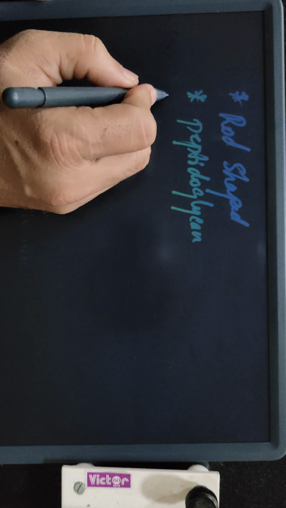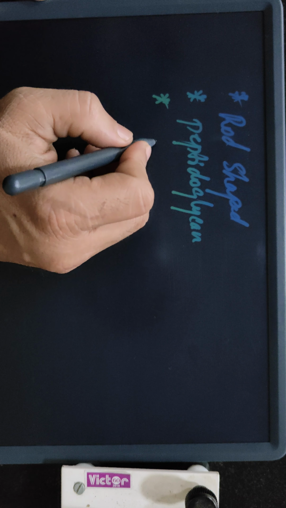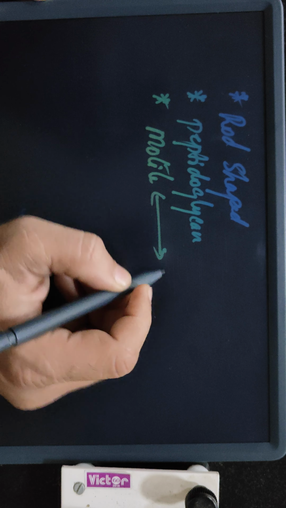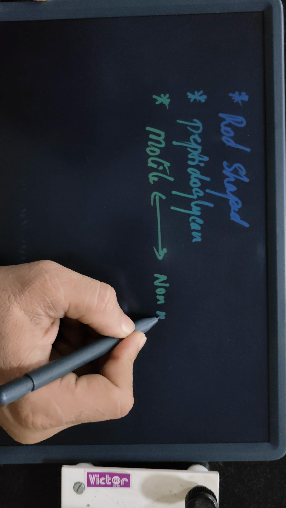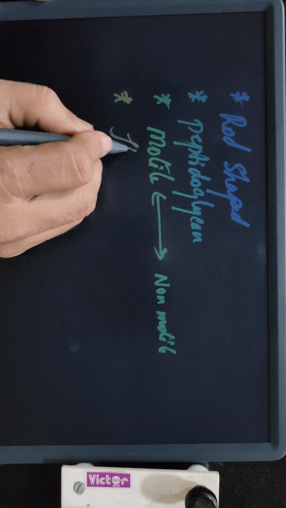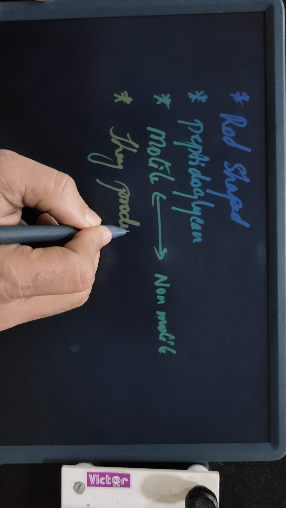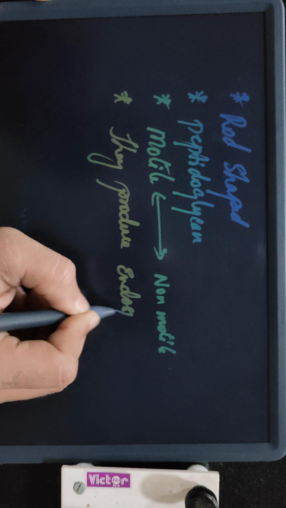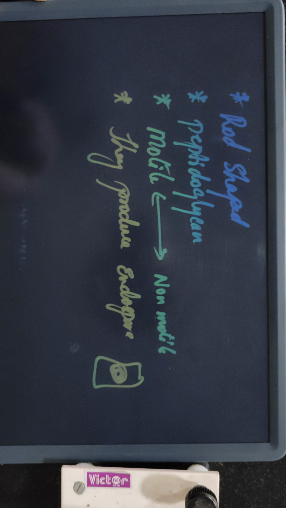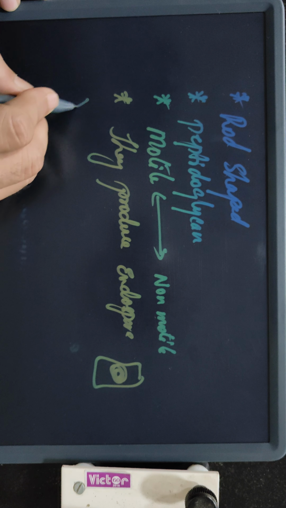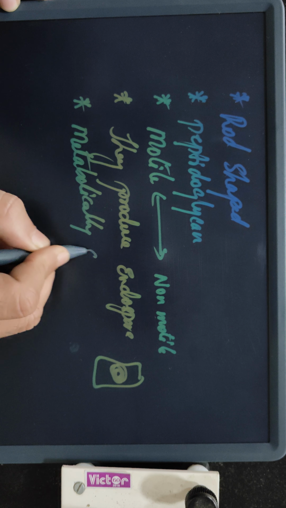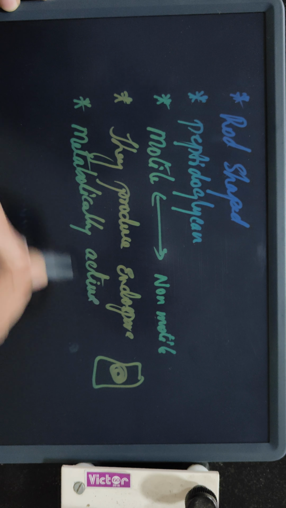layer is present. Third, majority of them are motile, which can move from one place to the other, and few are non-motile, whereas they produce endospores. Endo means the spore inside the cell, so they produce endospores. They are metabolically active.